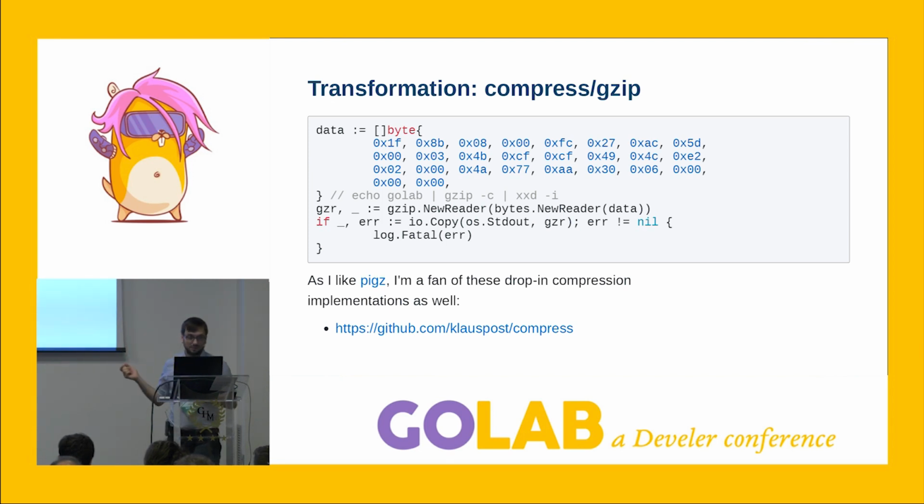I personally am a big fan of a tool called PigZ, which is a parallel implementation of gzip. And there's actually a Go equivalent, parallel implementations of the standard library compression algorithms, in this repo, which is quite nice.